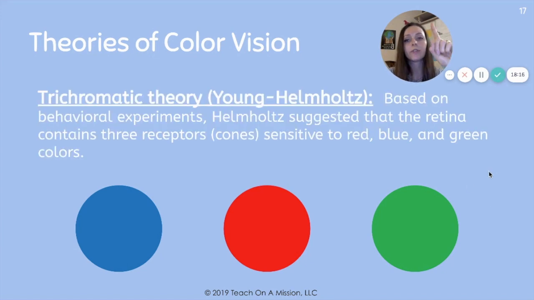Okay, so we've got one theory first. We've got the trichromatic theory. You might see it as the Young-Helmholtz theory. Those are the two guys that put it together. So based on behavioral experiments, Helmholtz suggested that the retina contains 3 receptors, so 3 different cones, sensitive to red, blue, and green. And any other color that you see after that is a mixture of those put together.